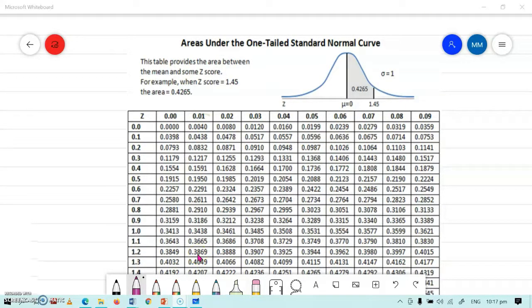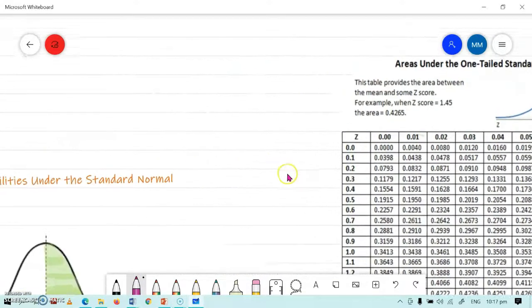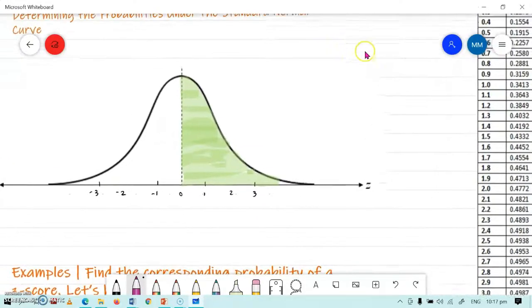For offline learners, you may detach the page in your WLPs containing the z-table, or this area under the one-tailed standard normal curve, because we will still use that in our next examples or next discussions. And for the online learners, please get hold of a copy of this z-table by browsing the file named Areas under the One-Tailed Standard Normal Curve in the resources. Okay? Now, let's go back to our curve here.